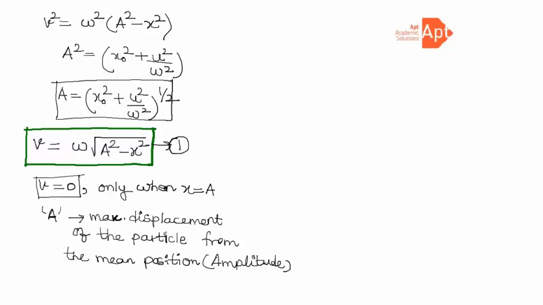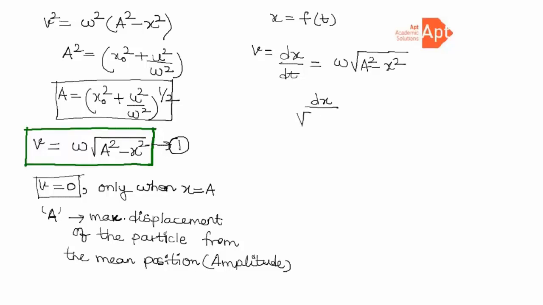Now we want to find the expression for x. We want to find x, that is the position of the particle, as a function of time t. This is what we intend to find. So writing v as dx by dt, this is equal to omega under root of a square minus x square. So separating the variables, we have dx upon root of a square minus x square is equal to omega dt.